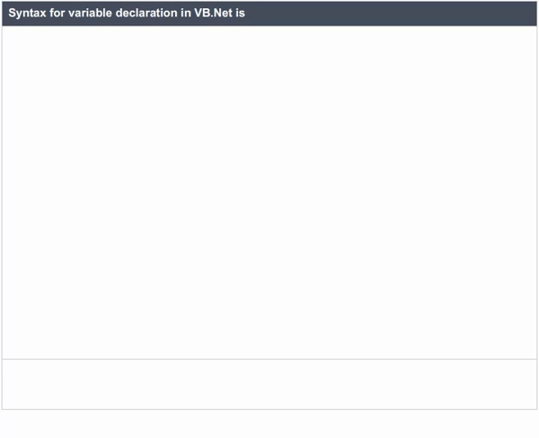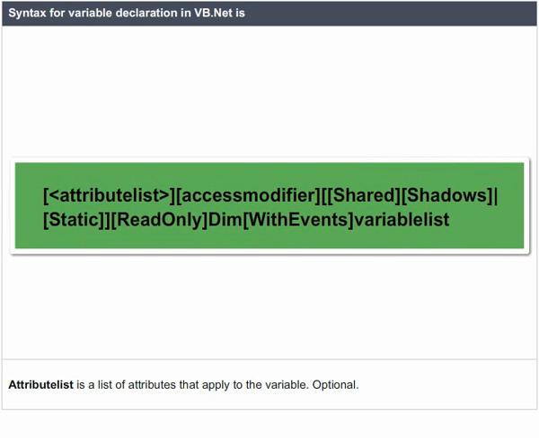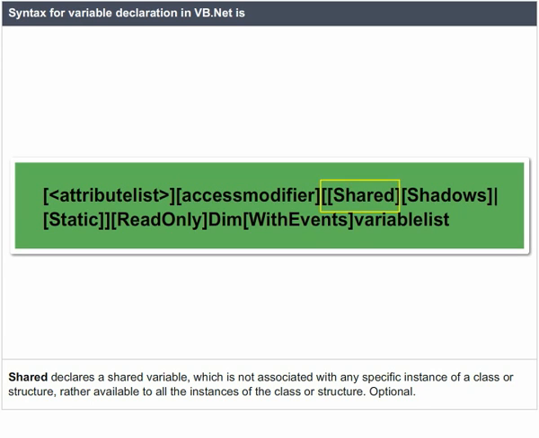Syntax for variable declaration in VB.NET is as follows. Attribute list is a list of attributes that apply to the variable, optional. Access modifier defines the access levels of the variables. It has values as Public, Protected, Friend, and Private, optional. Shared declares a shared variable which is not associated with any specific instance of a class or structure, rather available to all the instances of the class or structure, optional.